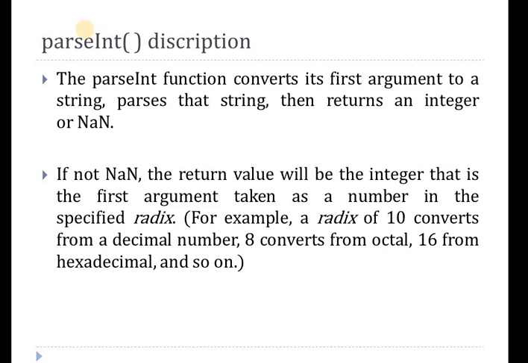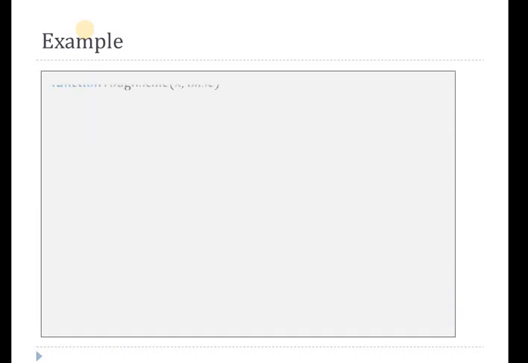Now this function will return NaN, that is not a number, depending on its second argument also. If your radix is not appropriate for whatever you have passed as the first argument, then it can also return not a number. Now let's see an example of it.